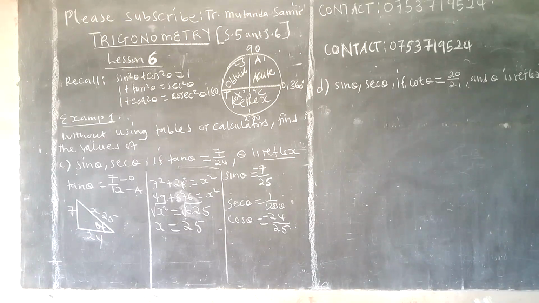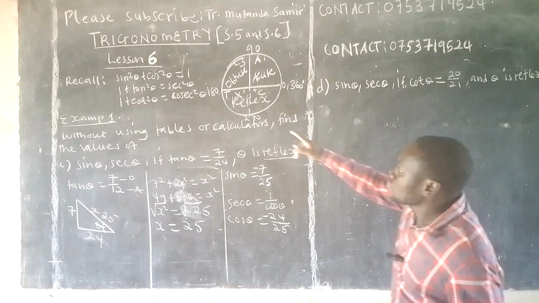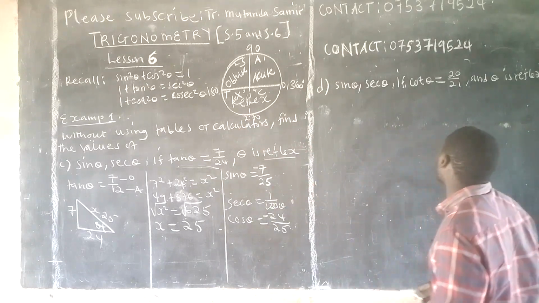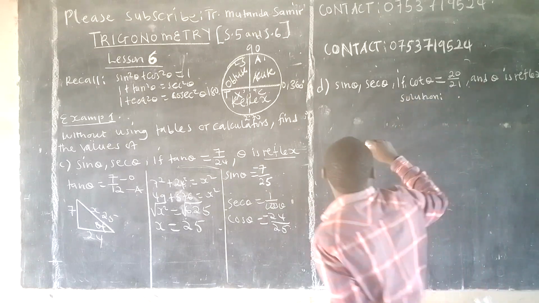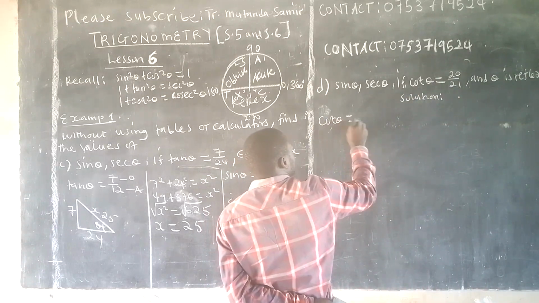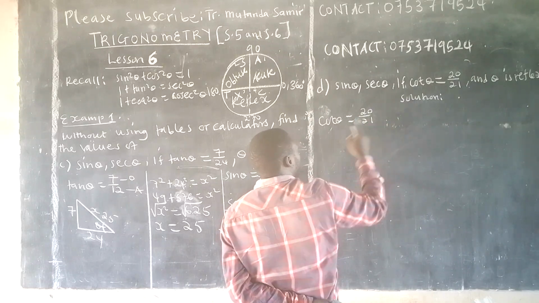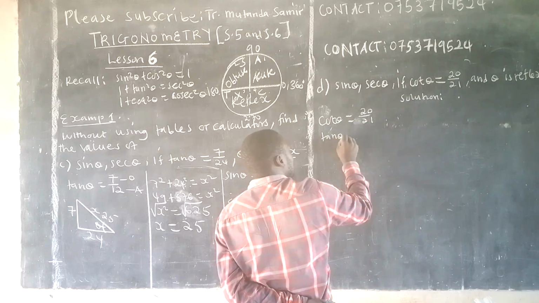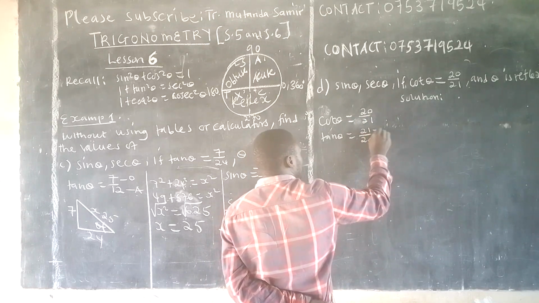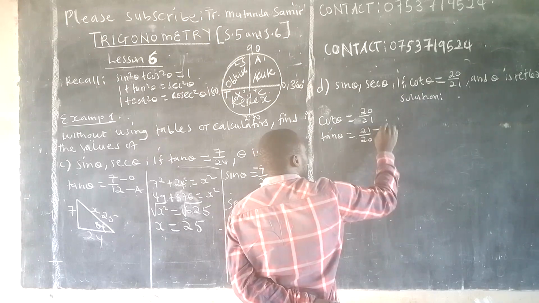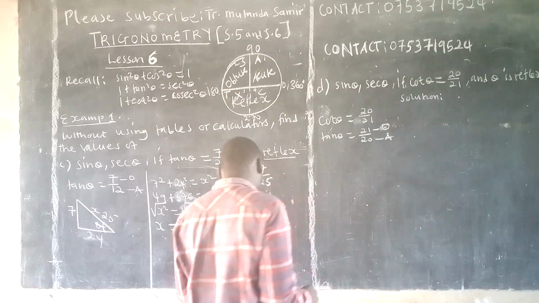We have part D. Sine theta, comma sec theta, if cot theta equals 20 over 21, and theta is reflex. Reflex means that it should be in this area here. All right, good. So now cot theta, we shall say solution. We pick it from cot theta. So cot theta is equal to 20 over 21. Now, if cot is that, then tan theta, since tan is a reciprocal of cot, you reverse this: 21 over 20. So this will be opposite, and this will be the adjacent.